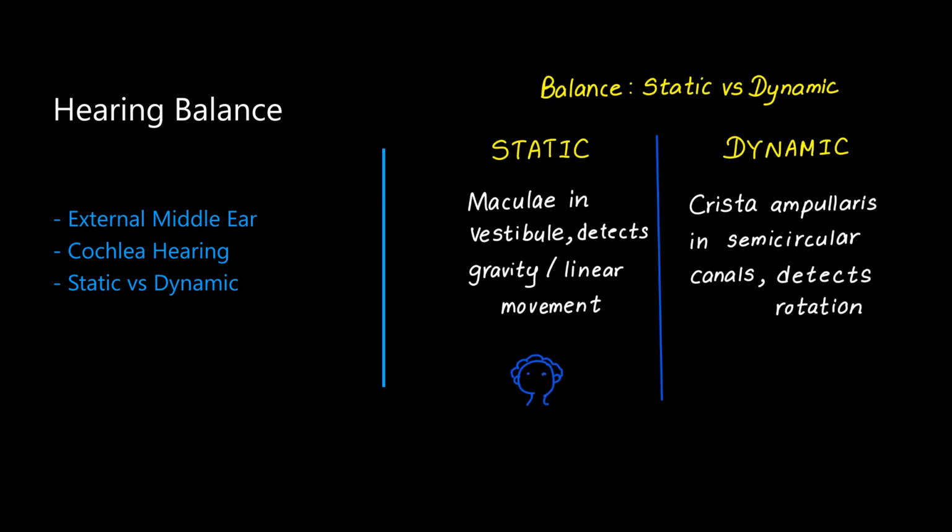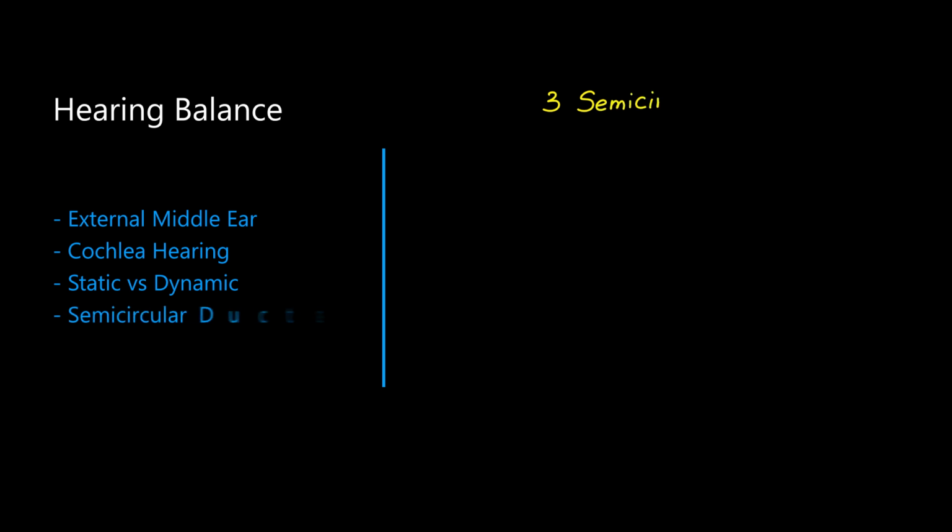When your head rotates, endolymph drags over the crista, bending the cupula and stereocilia to send signals to your brain. The three semicircular ducts are oriented in different planes to detect rotation in every direction.